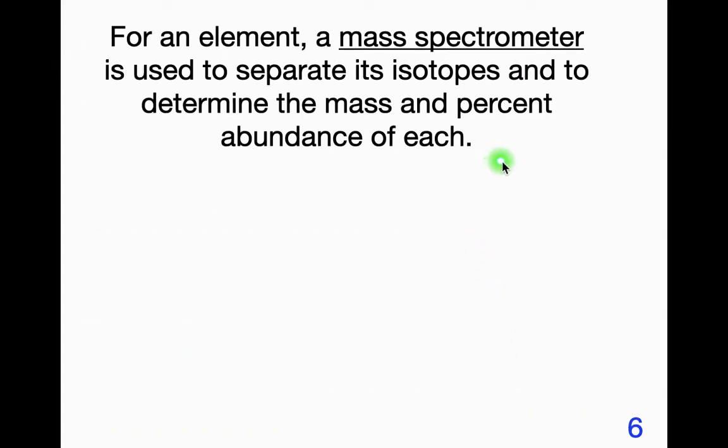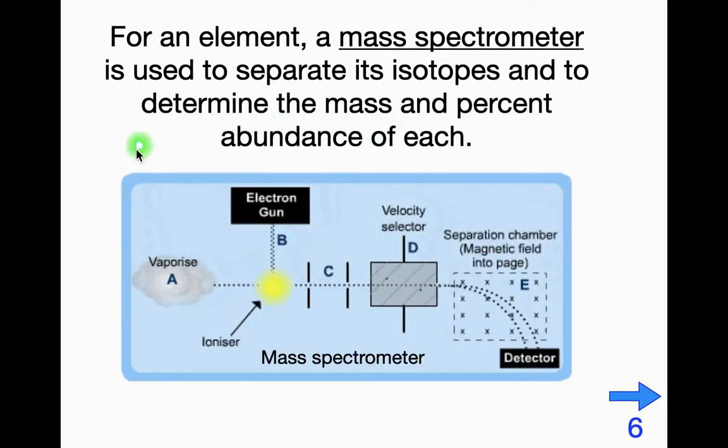For an element, a mass spectrometer is used to separate its isotopes and to determine the mass and percent abundance of each. So this is a mass spectrometer. We're going to spend the next few minutes talking about a mass spectrometer and its parts. I'm going to show you a video here in a second. A mass spectrometer has 5 parts to it.